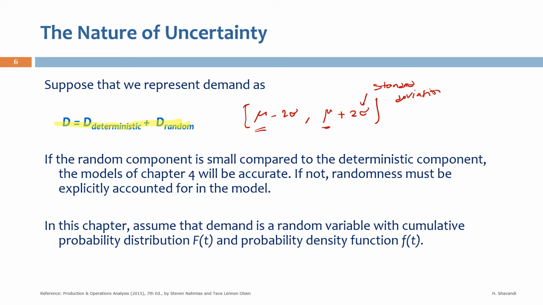Okay, so if the random part is too small compared to the deterministic part, then we can ignore the uncertainty and we can use the chapter 4 models as a very good approximation for our solution. But if not, we have to consider the uncertainty in our models. And here we assume that we know the probability distribution of the demand as the CDF, or cumulative probability distribution, F(t), or its PDF, I mean probability density function. Okay.